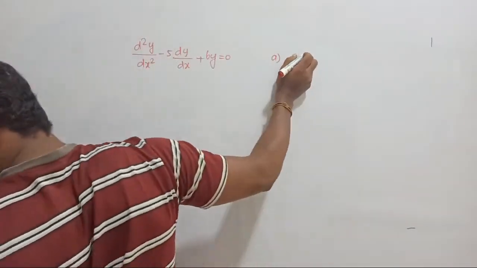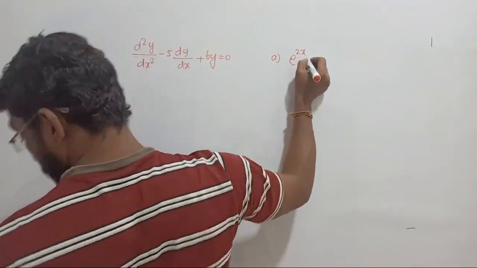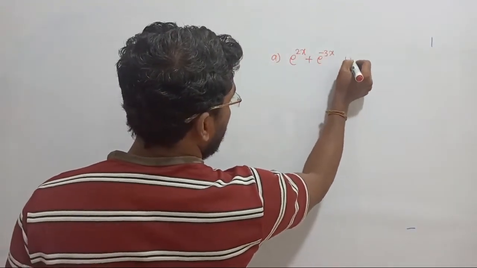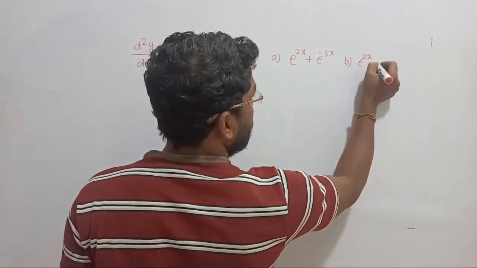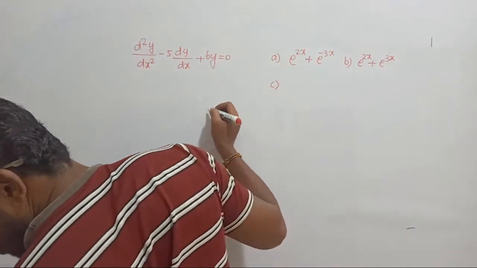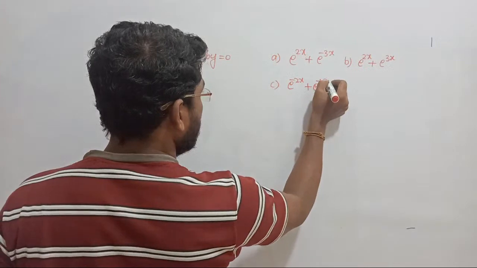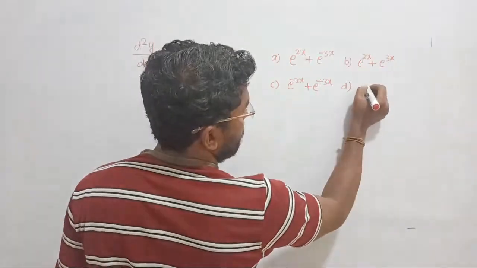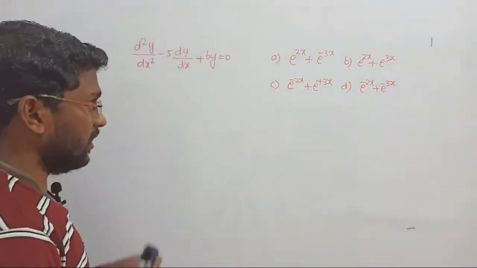Option A, they said, options do not require. Anyway, I am writing it for you. e power 2x plus e power minus 3x. That is option A. In option B, they said e power 2x plus e power 3x. In option C, e power minus 2x plus e power 3x. In option D, e power minus 2x plus e power minus 3x. Those are the solutions for the given equation.